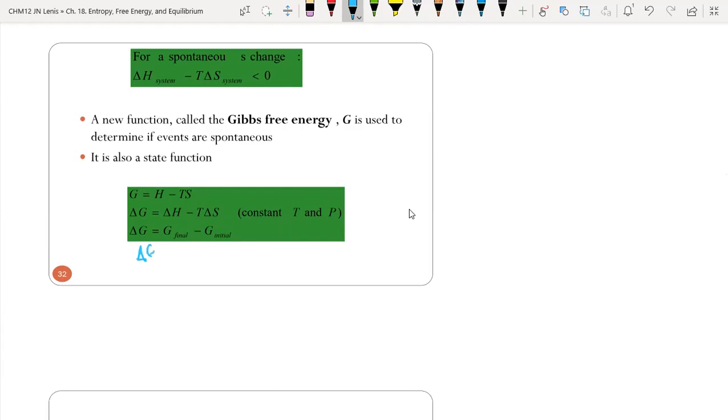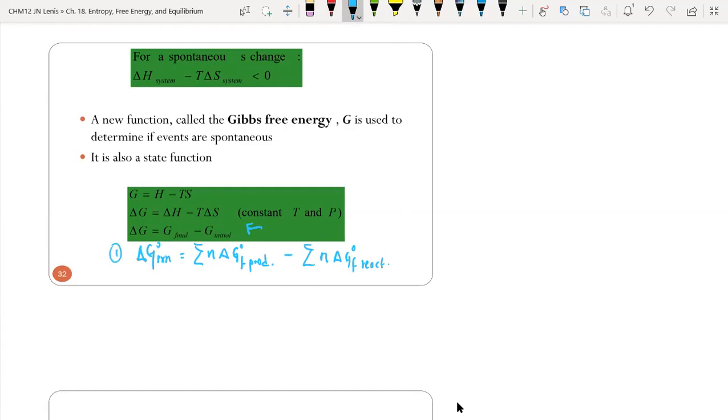So delta G standard of the reaction is going to be the sum of n delta G standard of formation of products minus the sum of n delta G standard of formation of reactants. So that is final minus initial.